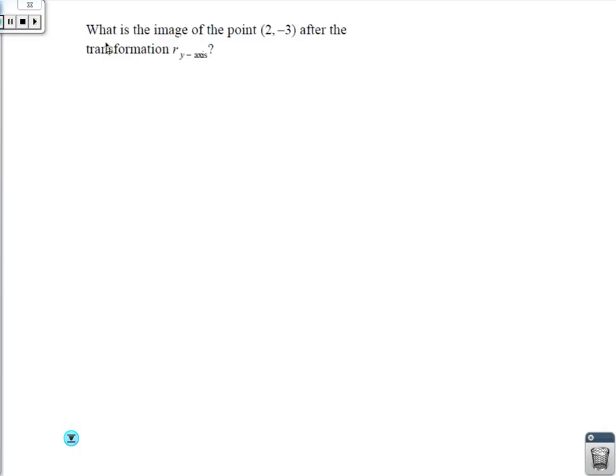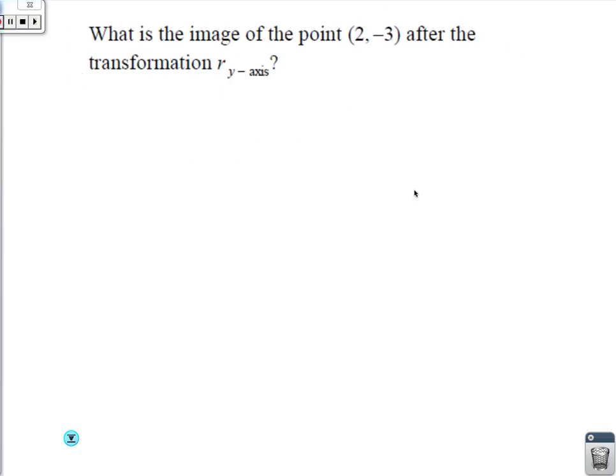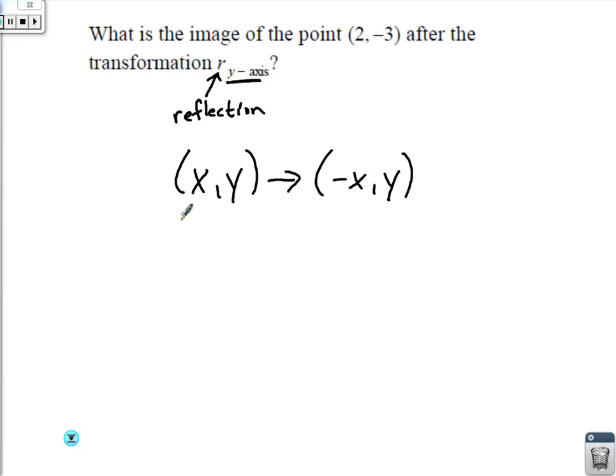Now, this is not how we wrote it, but just in case you're taking a standardized test and it's written like this, this is what it is. R, y-axis: that R simply stands for reflection, and this tells you where to reflect it. We're going to reflect it across the y-axis. So if you run up on something that says after this transformation, don't let it throw you off. It's just another way of writing the same thing. If we reflect something across the y-axis, (x, y) turns into (negative x, y). So 2, negative 3 turns into negative 2, negative 3.